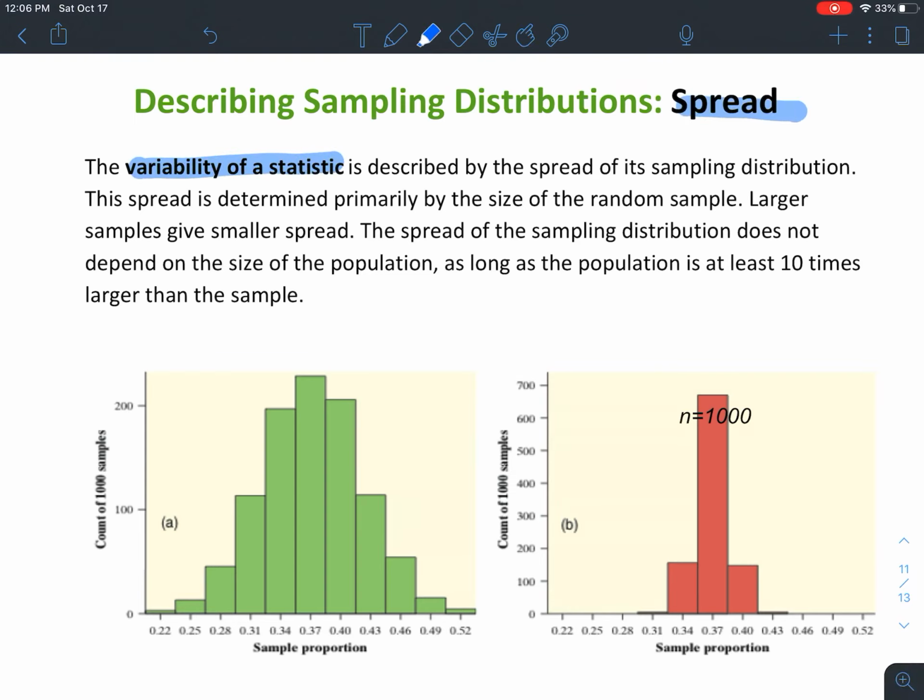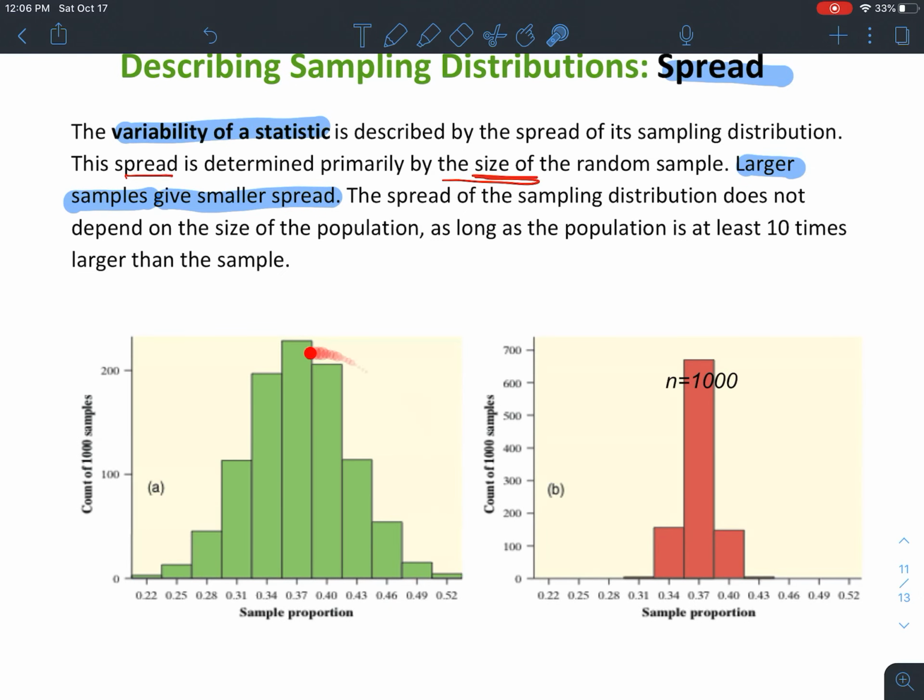The other really important aspect to look at is the spread. We know spread is referring to variability. The key thing that we want to make sure we understand is that how spread out your sampling distribution is has everything to do with your sample size. If you're taking larger samples, that's going to result in your sampling distribution shrinking in size. It's not going to span as much, which is great. We don't want there to be a lot of variability. We want it to really center in on what we think the true parameter is.